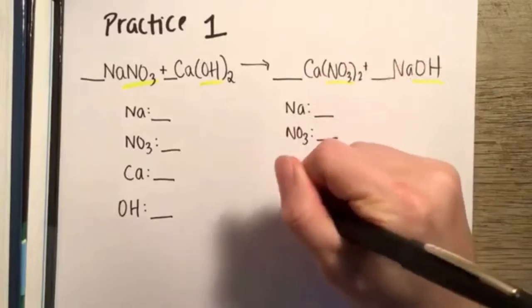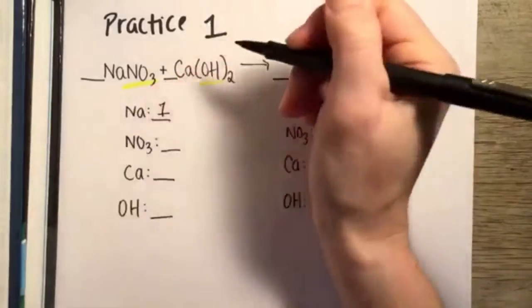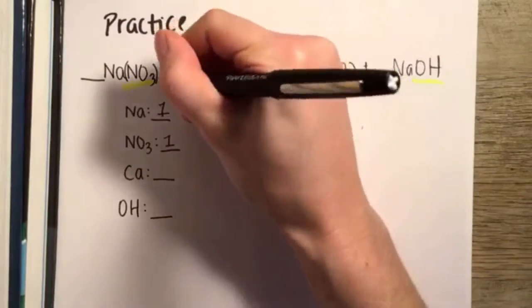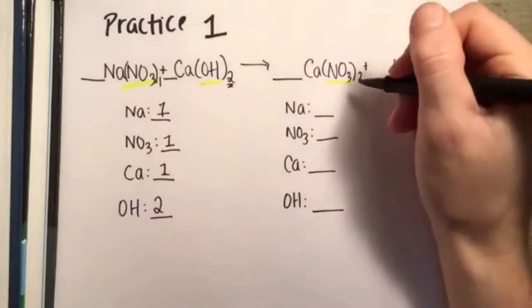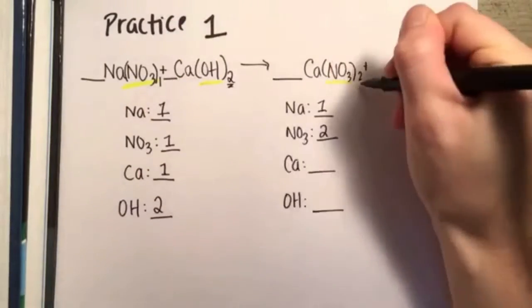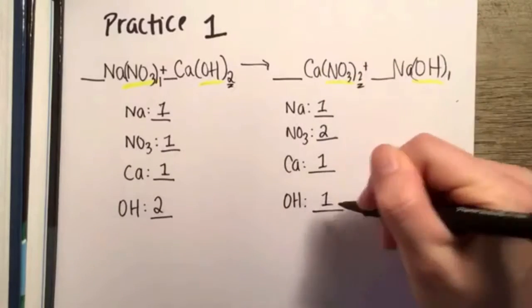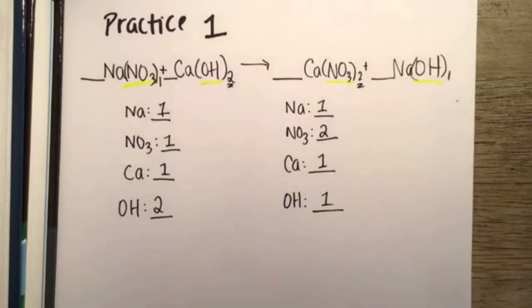OH, I'm going to count as one thing, and I'm going to use the parentheses to help me. So I have one sodium, one nitrate, because I could put the invisible one outside of the parentheses, one calcium, and two hydroxides on my reactant side. One sodium, two nitrates, one calcium, one hydroxide, or one OH on my product side. Right? If there's no parentheses around the polyatomic ion, I know that I only have one.